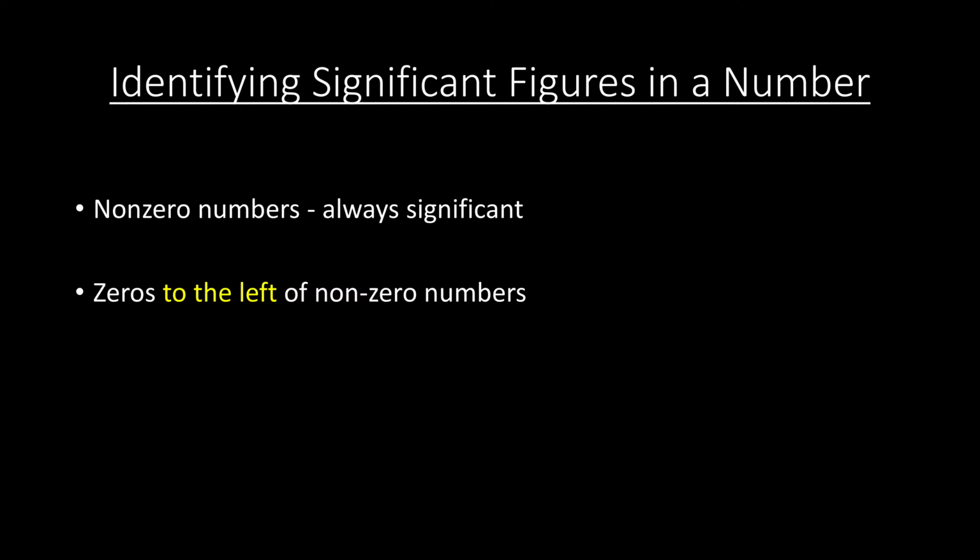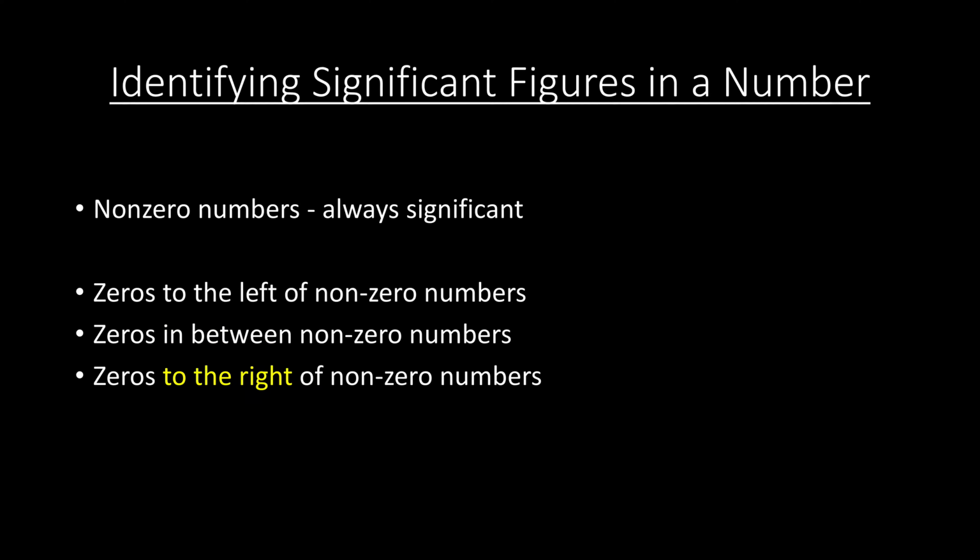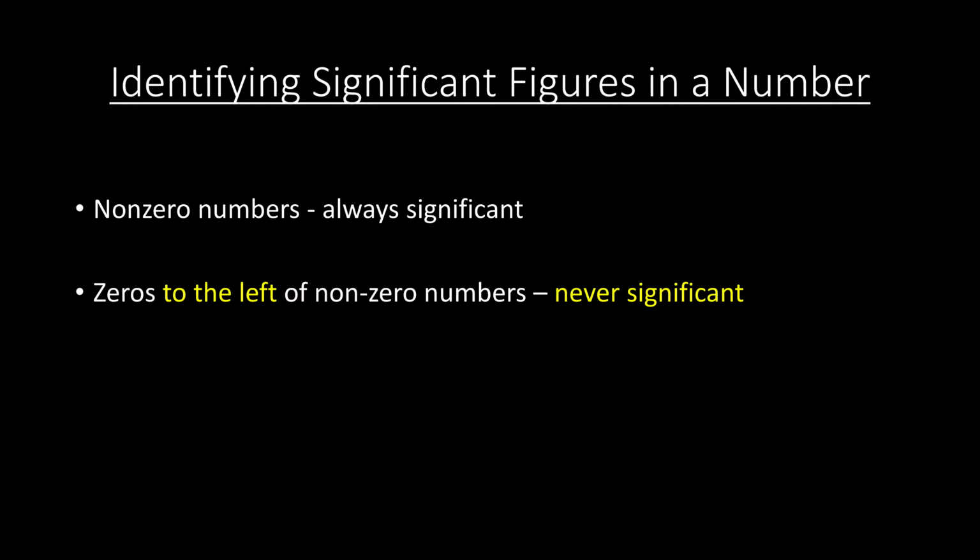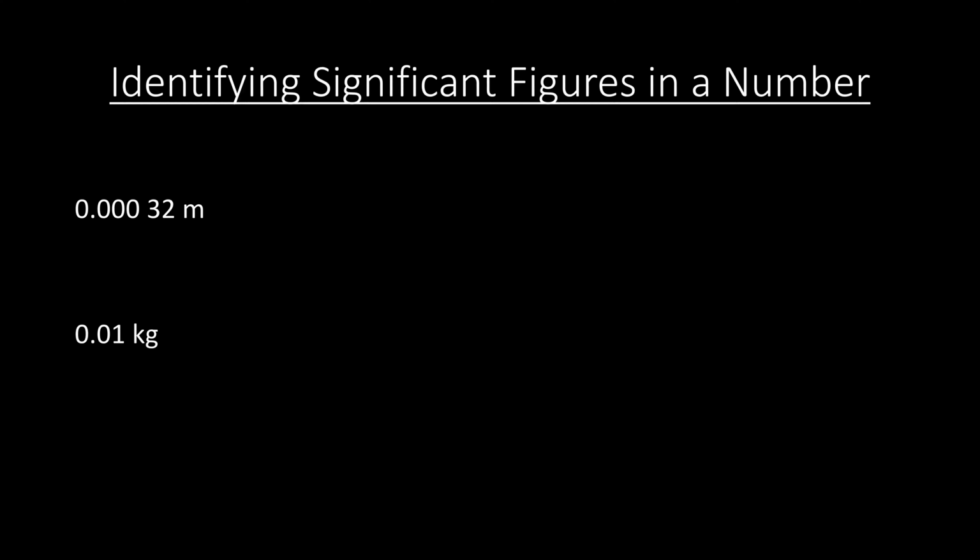Zeros can either be to the left of non-zero numbers, in between non-zero numbers, or to the right of non-zero numbers. If the zeros are to the left of non-zero numbers, then they're never significant. So for example, in this top number, only the 3 and the 2 are significant, so the whole number only has two significant figures. In the bottom number, only the 1 is significant, and the whole number only has one significant figure.